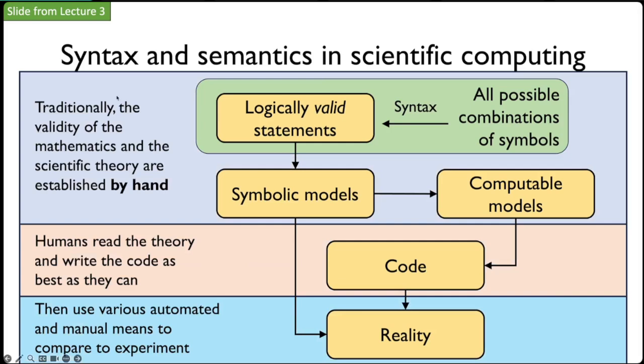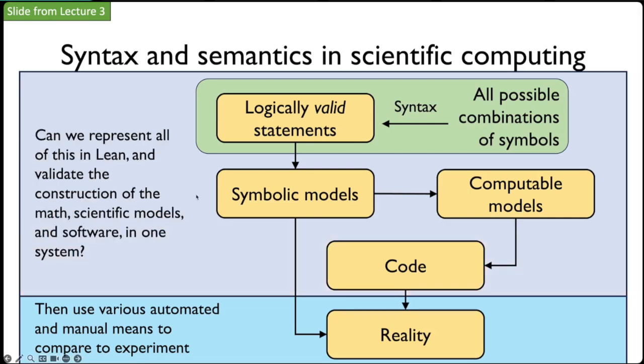And traditionally, mathematics and scientific theory are established by hand, and then humans manually translate the theory into code as best as they can, hoping to avoid bugs, and then run it, compare to experiment, often identify bugs that way by seeing mistakes or disagreement with experiment or finding things that disagreed with their intuition and so forth. But our goal is, can we represent all of these things in Lean and represent the math, model, and software in one interrelated and interconnected system?